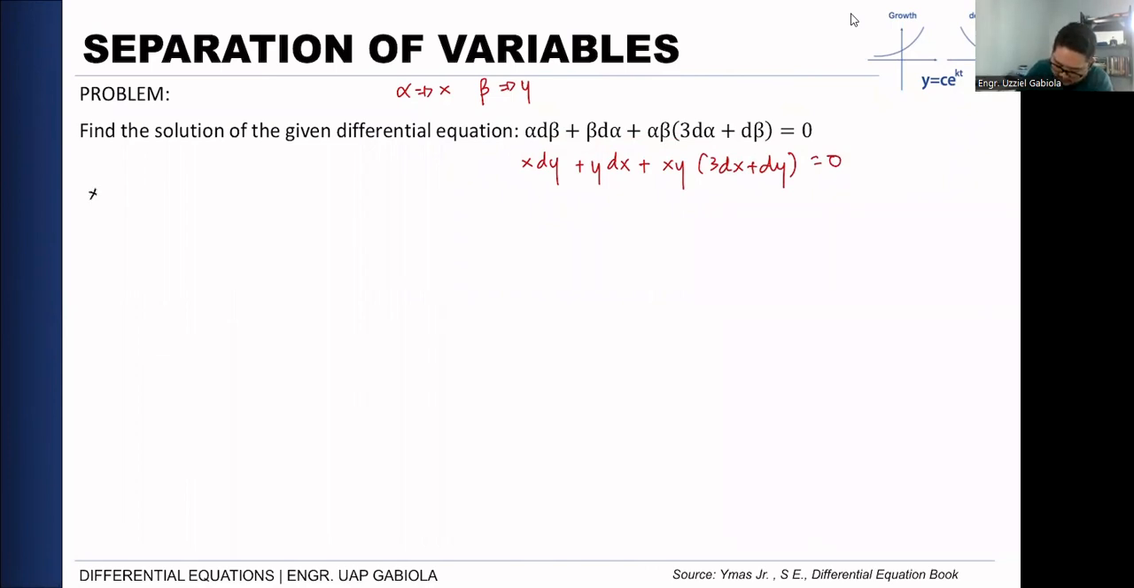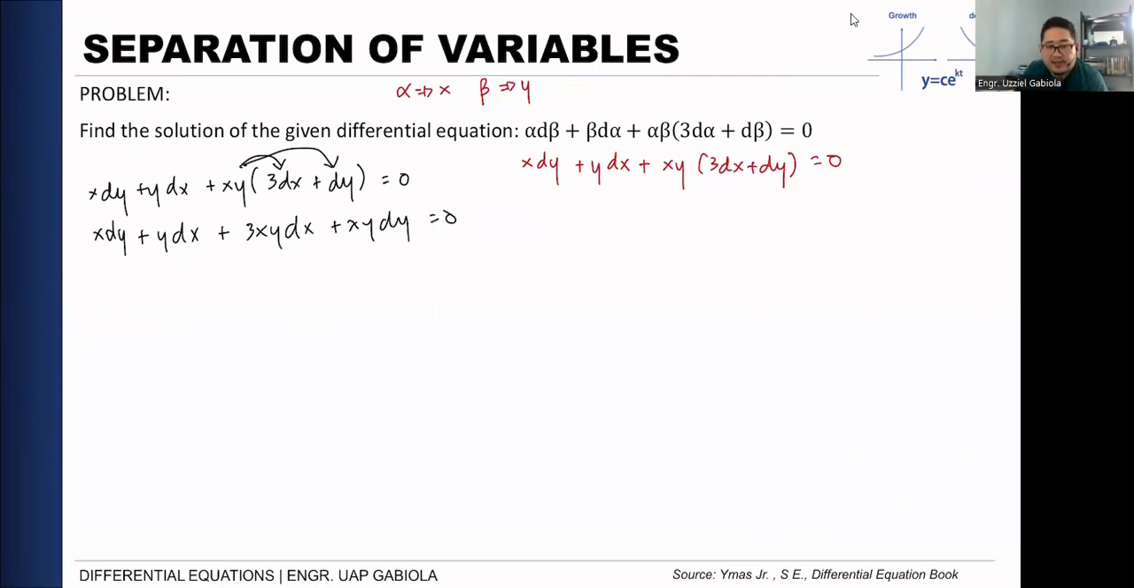So medyo mahaba, no? So ngayon baka sabihin mo hindi po yan separable. So you have to check muna before you conclude anything. Simplify mo muna yung problem. If you can group yung mga terms natin, do it. So dito we can actually distribute si xy dito, no? So x dy plus y dx plus 3xy dx plus xy dy is equals to 0.